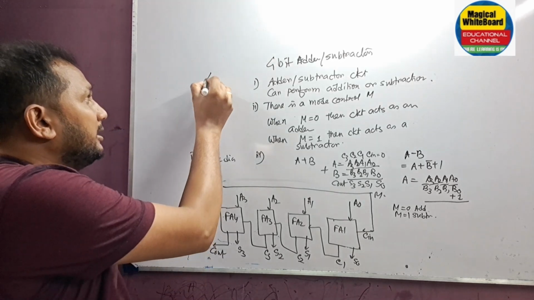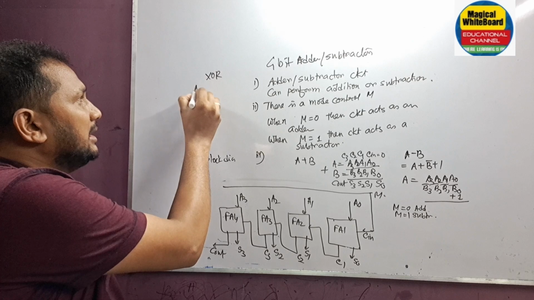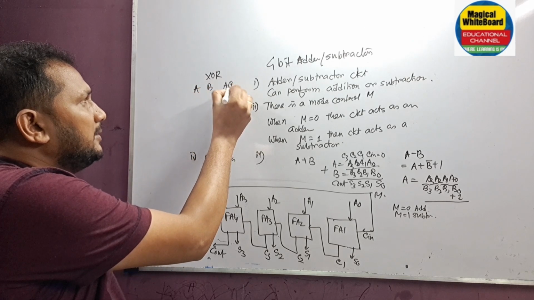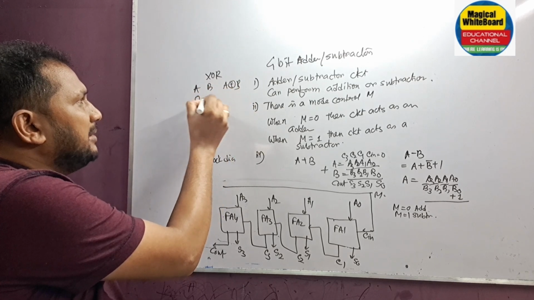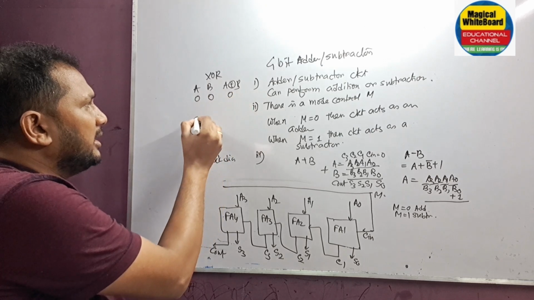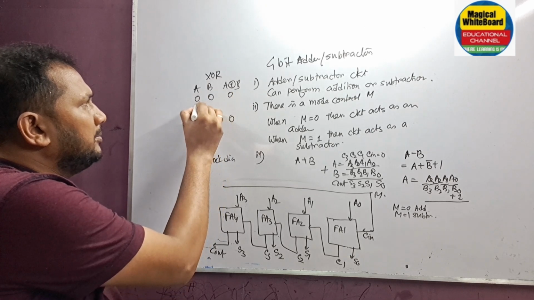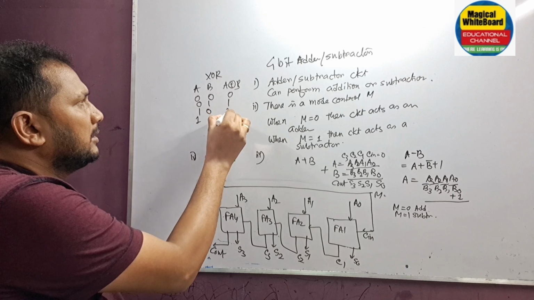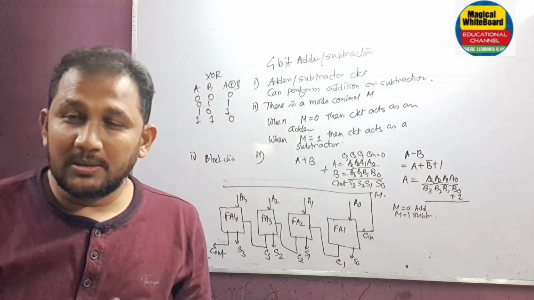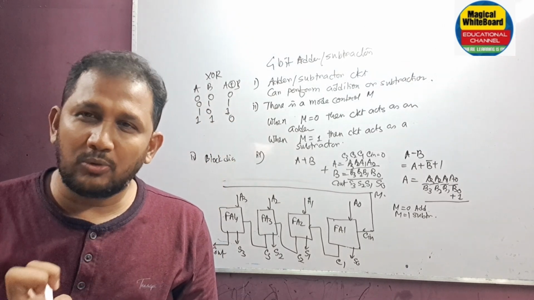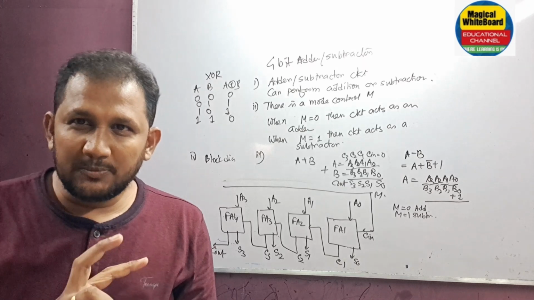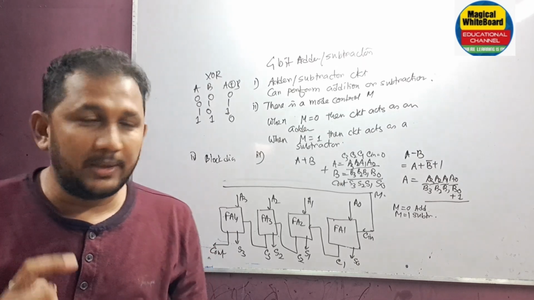So there is a XOR gate. We know the XOR table, that is A, B and A XOR B. For the XOR gate, same input, the output will be 0, and different input, output will be 1. So this is the concept of XOR gate. For the same input 0, 0, 1, 1, output will be 0. For the different input 0, 1 or 1, 0, output will be 1.